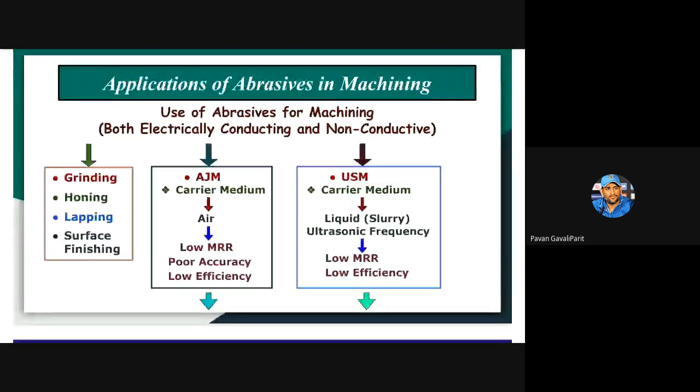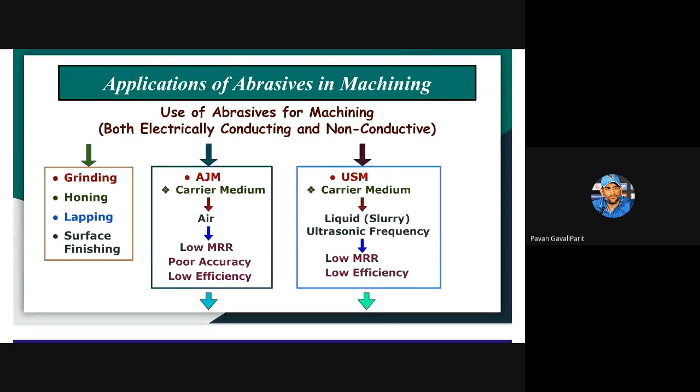Okay, so once again I repeat. I was talking about the applications of abrasives in machining, and the machining processes where we are using abrasives. There we can go for the machining of electrically conductive as well as non-conductive material. If you take the example of traditional machining processes, we have grinding, honing, lapping, surface finishing, and other similar machining where we can use the abrasive.